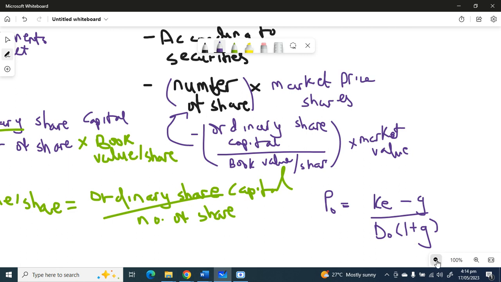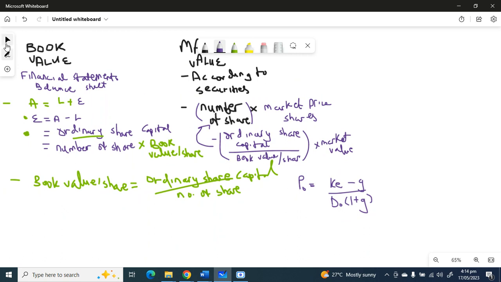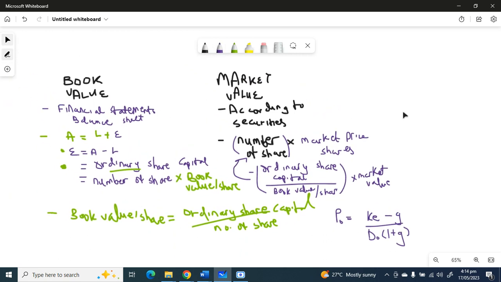So, just a recap of what we have done here. The book value of equity, this is according to the financial statements, which is the balance sheet. The market value, this is according to the securities exchange or the stock exchange of a country. If you want to get the book value of equity for a company, you can use this formula: equity equals assets minus liabilities. So remember, the book value represents, after the company has sold all its assets and paid all of its liabilities, what remains, that's the value of the company.